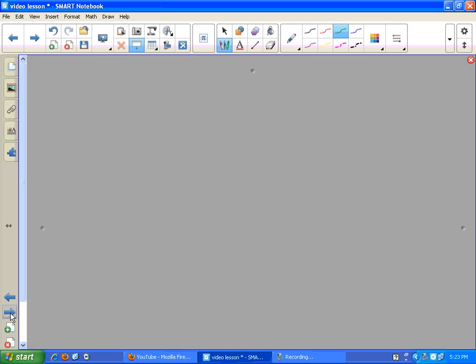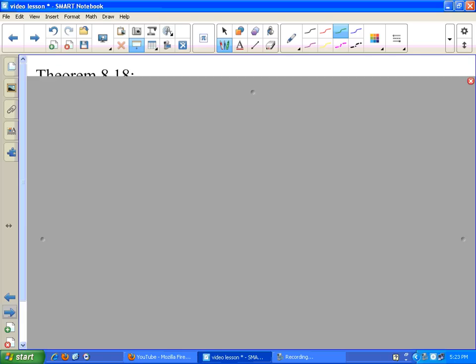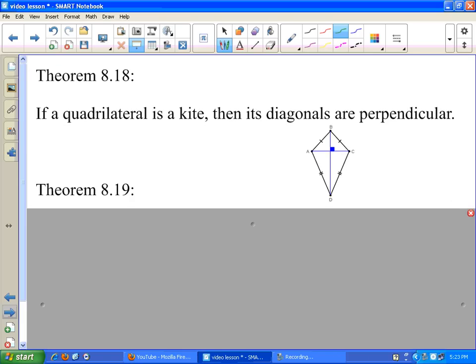Got two more theorems. When I get done going over them, you're probably going to need to hit pause and make sure you get them written down. But our first one, theorem 8.18: if a quadrilateral is a kite, then the diagonals are perpendicular. So my diagonals make the right angle. You can see that in this kite here, A, B, C, D. If you draw your diagonals from A to C and B to D, they form a right angle.